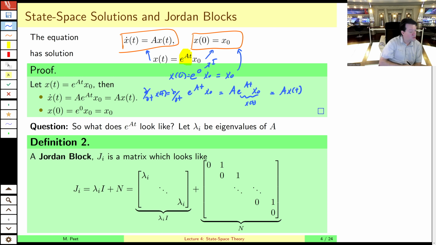So our proposed solution satisfies the second property as well. And so since we've satisfied both properties of the solution, and in fact we know the solution is unique in this case, then our proposed solution here is in fact a solution. So we've essentially solved the linear state space systems question with initial conditions x naught.